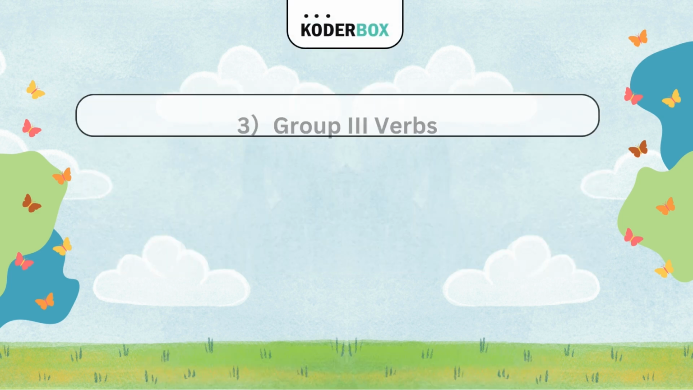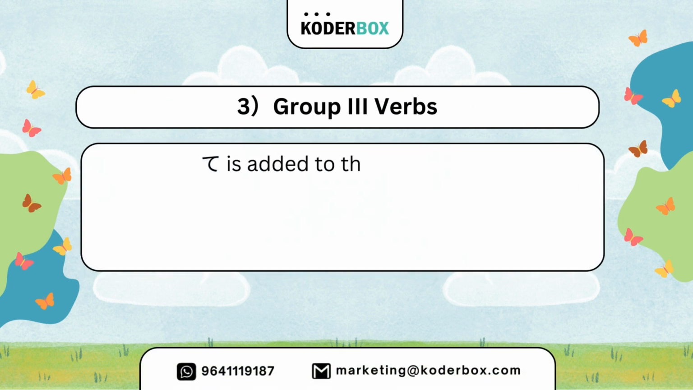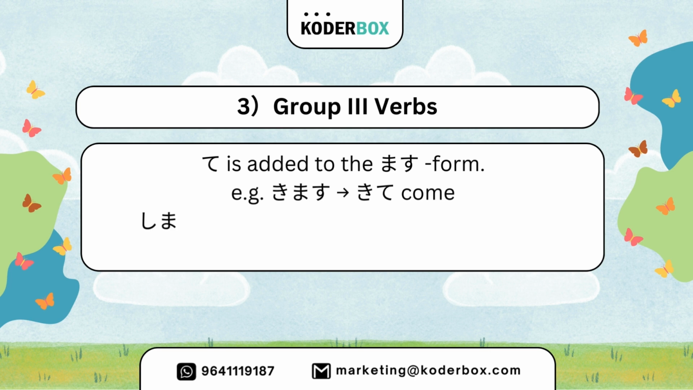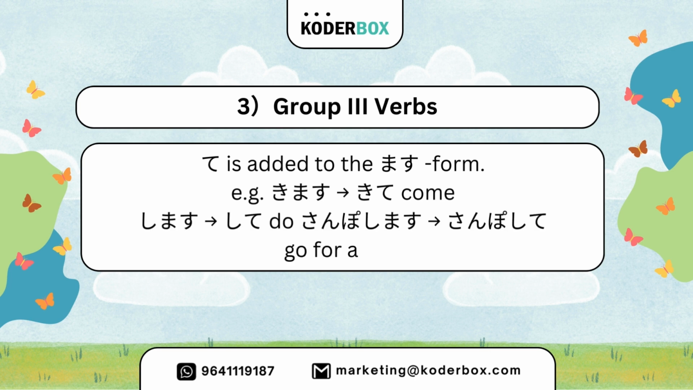Third group, third verb. Te is added to the masu form. Example: kimasu, kite, come. Shimasu, shite, do. Sanpo shimasu, sanpo shite, go for a walk.